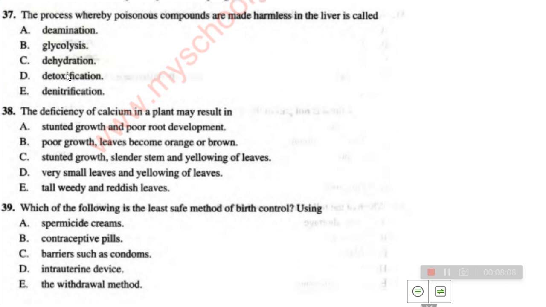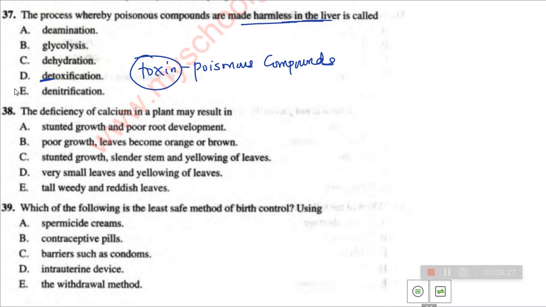Now detoxification. They have something called toxin. Toxin is like a poisonous substance or compound. So using English, detoxification means removal of toxin, and they are made what? Harmless in the liver. So the answer is option D. Denitrification is the removal of nitrifying things or other things. So the answer is option D, detoxification. So that's just the answer.